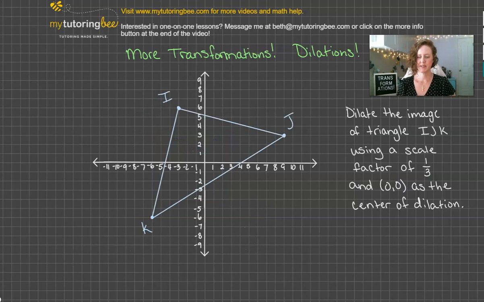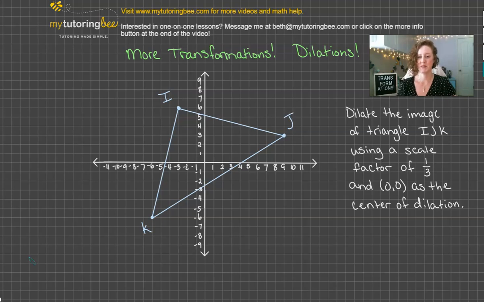So let's try another one. This time we have a different figure graphed, and our directions now say dilate the image of triangle IJK using a scale factor of 1/3 and 0, 0 as the center of dilation. So I actually want you to pause the video here, see if you can label the coordinates, and then figure out what this dilation would look like using a scale factor of 1/3. First, ask yourself, is it going to be larger? Is it going to be smaller? And what should you do with the numbers in the coordinate pairs? What will you do with those in order to find your new coordinates?